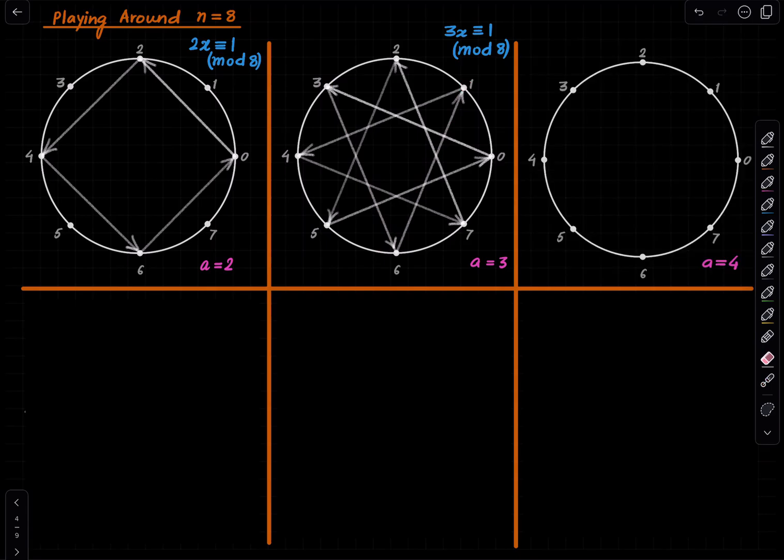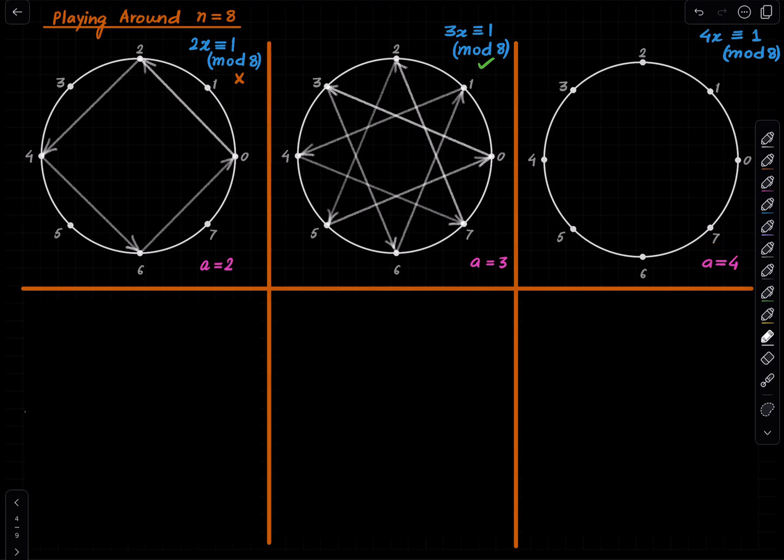Let's do more. A is equal to 4. So we are starting at 4. Again, let me write down the congruence that we are trying to study. And yeah, let me also mark it. So here we do get a solution. Here we get a solution, but here we don't get a solution in the first case. So now we are here.